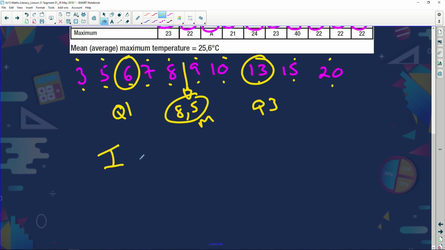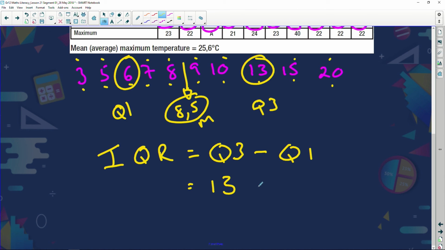Simple, isn't it? Then they can go ahead and say, now calculate the interquartile range. What do they mean by interquartile range? What they mean is that the interquartile range, also known as IQR, is going to be quartile 3 minus quartile 1. Quartile 3 is 13, quartile 1 is 6. 13 minus 6 is going to give me 7.